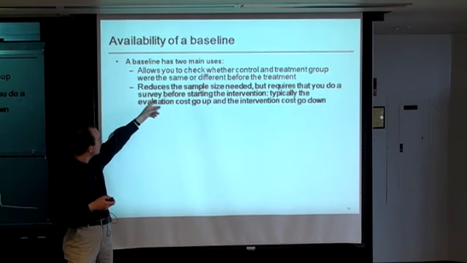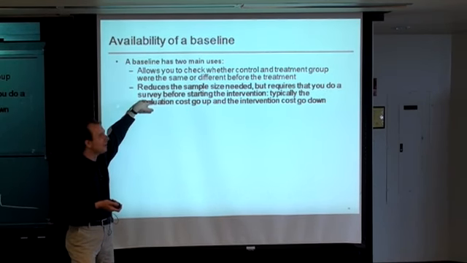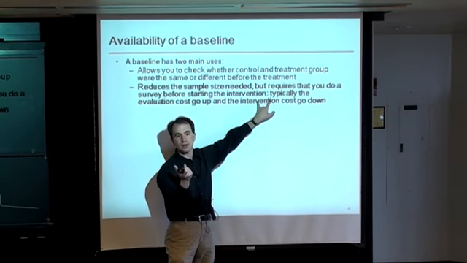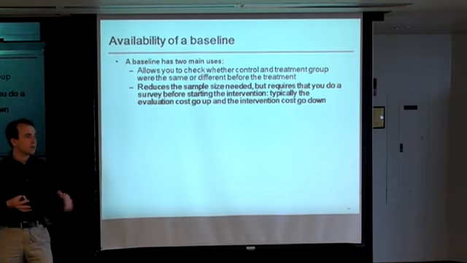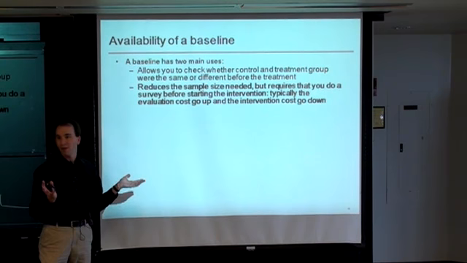And as the slide points out, your evaluation costs basically double, right? Because you have to do 2 surveys, not 1 survey. But the cost of the intervention goes down because you can have a slightly smaller sample. So if your intervention is really expensive relative to your survey, this can make a lot of sense. If your survey is really expensive relative to your intervention, you might not want to do this.